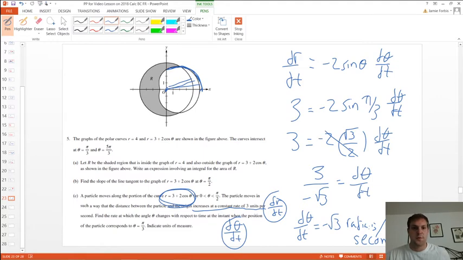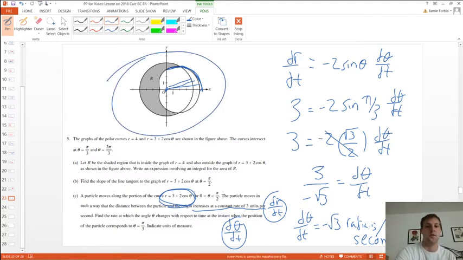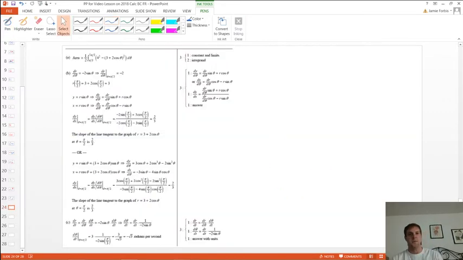I don't think that one was too terrible of a polar equation. I love it when they give you the graph, and I love it when they give you the intersections too. So that really helped a lot. Okay. All right, here's the answer key.